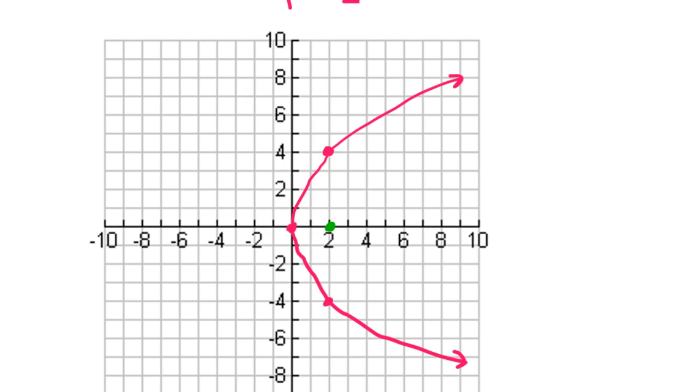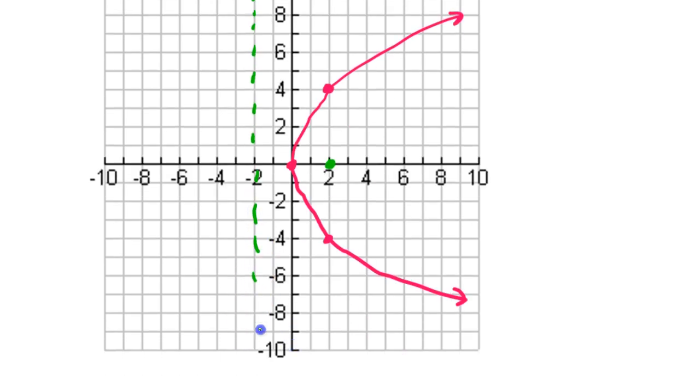Now, there's something called the directrix, that is p to the left. It's a line, a straight line. So if the parabola is opening to the right, the directrix will be vertical. It's like this. This is called the directrix.